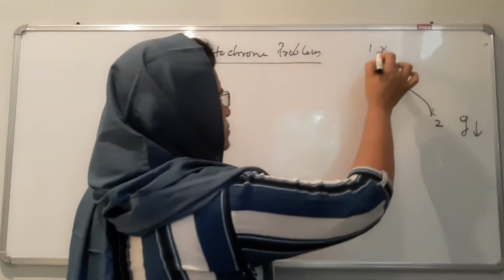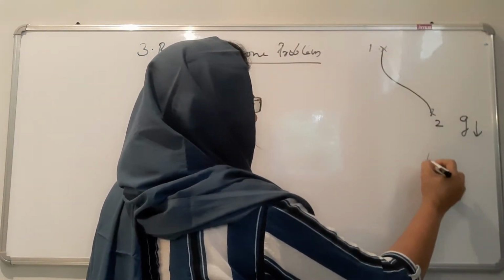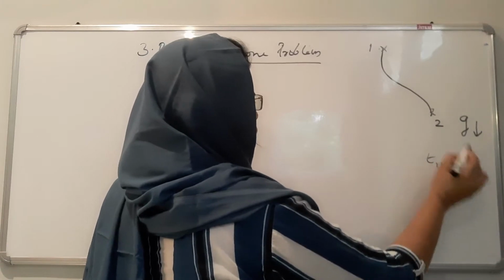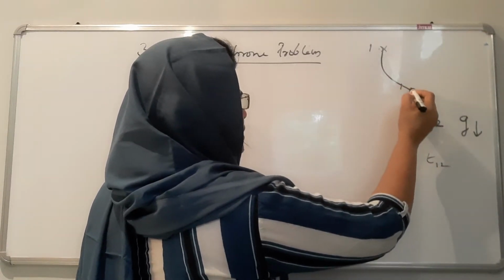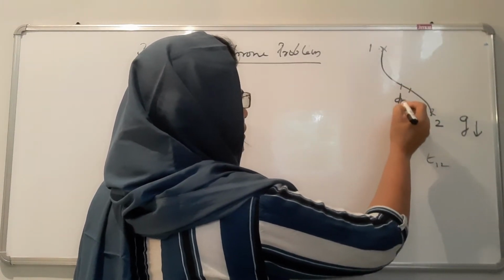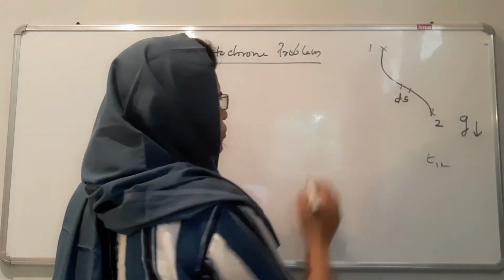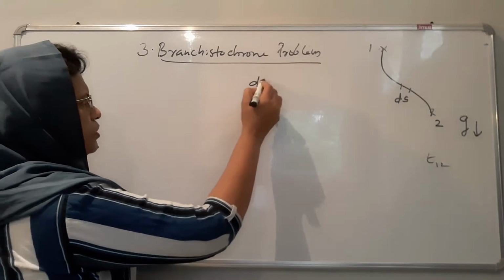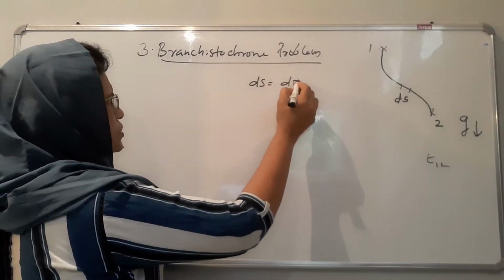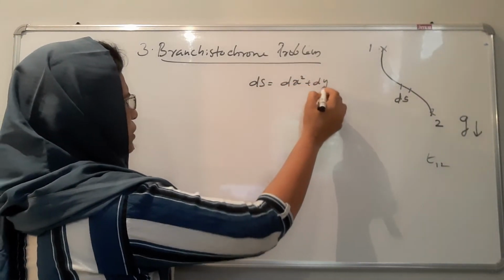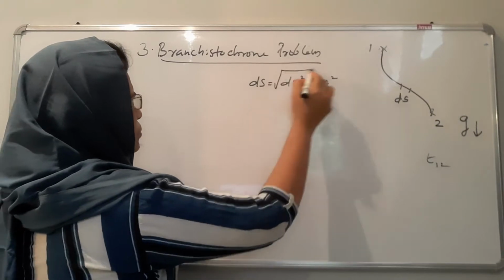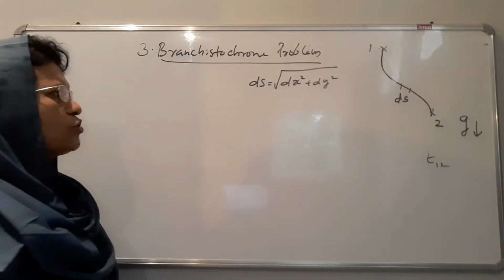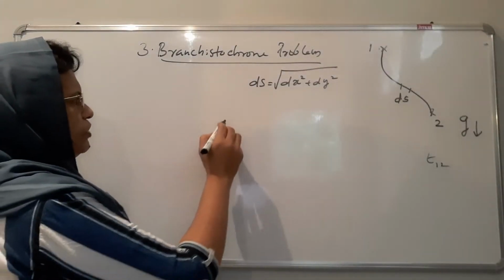Now consider the body is moving from 1 to 2 within a time t, and to solve the problem, consider a small portion of this path, equal to ds. As in the previous case, we can write ds is equal to the square root of dx square plus dy square.